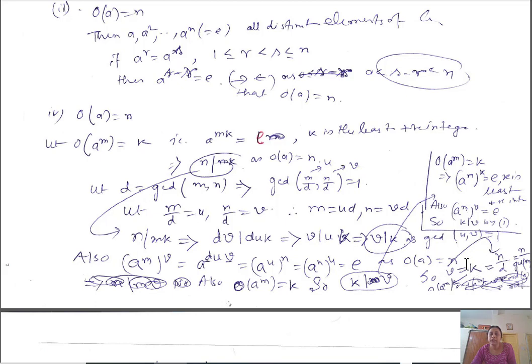This actually proves your result, the order of power formula. k is the order of a to the power m, and this is equal to n by d, where n is the order of a, and d is the GCD of m and the order of a. So that is your order of power formula. While proving this, I have used these definitions. The order of a to the power m is the definition I applied here to argue that v is divisible by k.